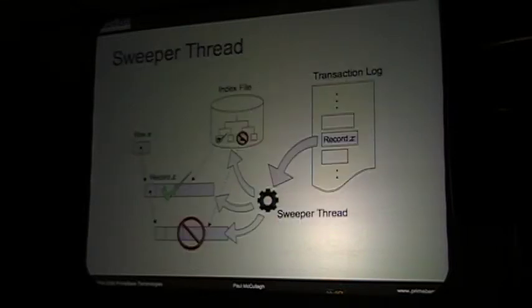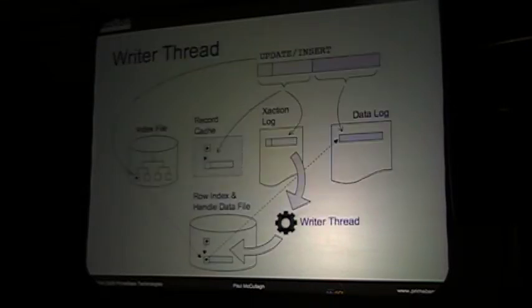So what does the sweeper do? Oh, there's an important thing to note here: the writer doesn't care about transaction boundaries. So it doesn't wait for a transaction to commit. It can just work at its own pace. If it runs out of cache, or the system runs out of cache, it just transfers the stuff to the disk. It tries to batch it as much as it can, but it doesn't worry about the transaction boundaries.